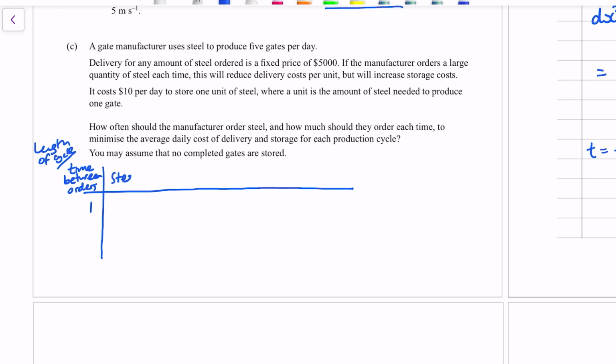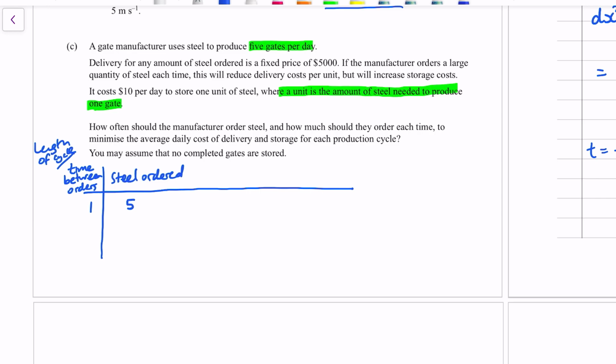The amount of steel ordered would be 5, because it says in the question they need to produce 5 gates per day, and a unit of steel is the amount needed to produce 1 gate. So they would need to order 5 units of steel if they were ordering steel every single day.